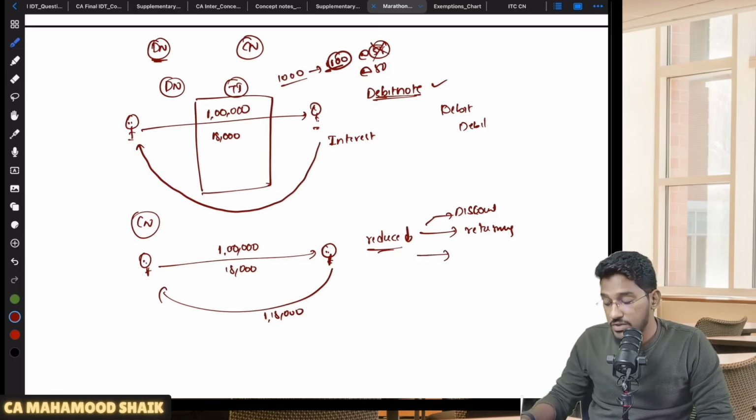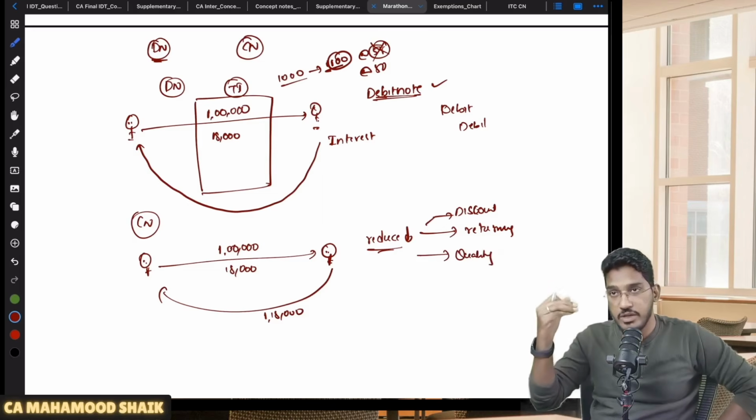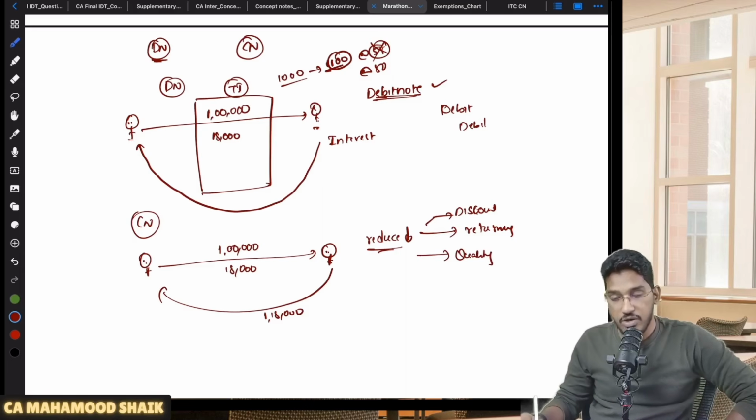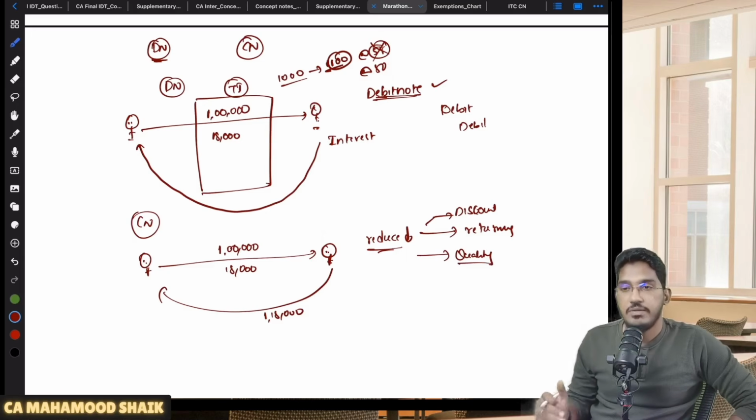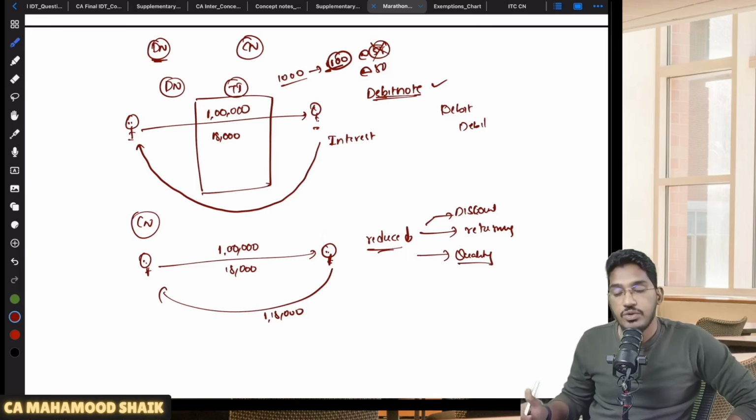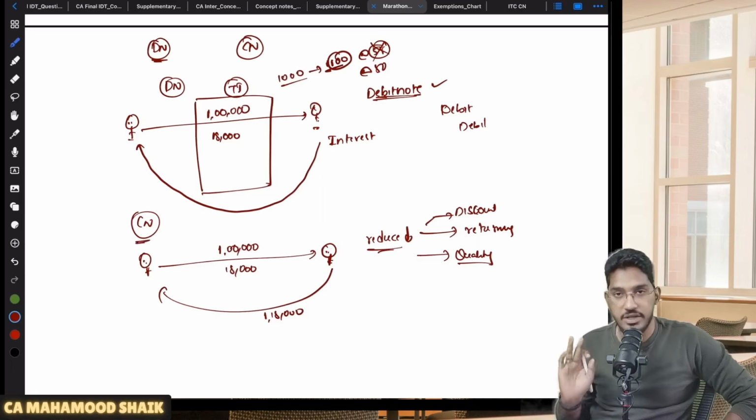Or he's not happy with the quality. The goods are a little inferior. He told, sir, I asked you for premium quality, you sent some normal quality. I will not pay you that much amount. Please give me a discount. Then also you can give a credit note. So if I put it in very simple terms, if you have already given a tax invoice, but you want to reduce that amount payable by your recipient along with GST also, then you will give a document called a credit note.